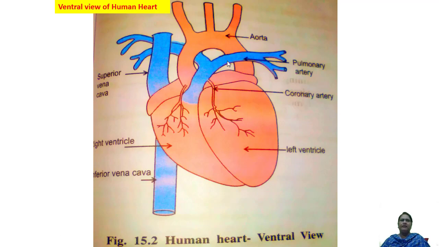Now here you can see the ventral view of the heart. Ventrally, how does the human heart look? This is the aorta. Then you can see the pulmonary arteries. Here it is a coronary artery. This is the superior vena cava. This is inferior vena cava. This is right ventricle. This is left ventricle. Here it is right atrium. Here it is left atrium.